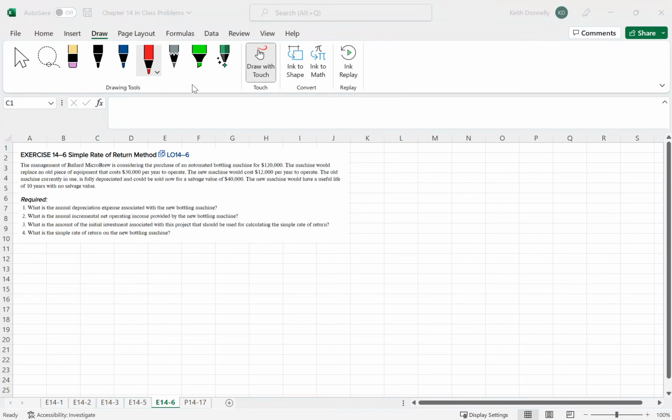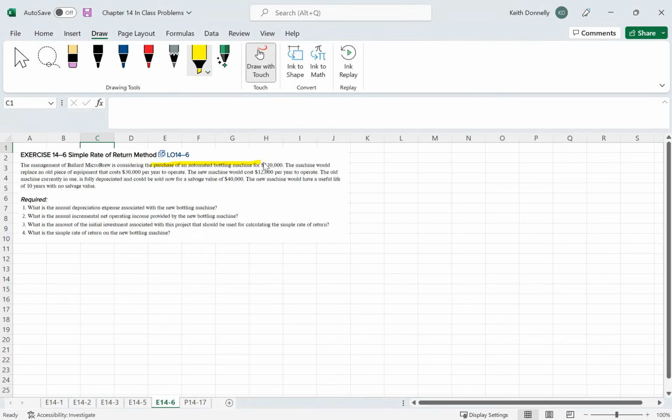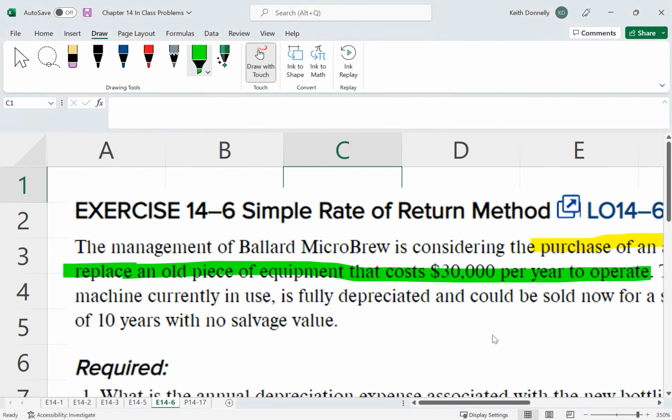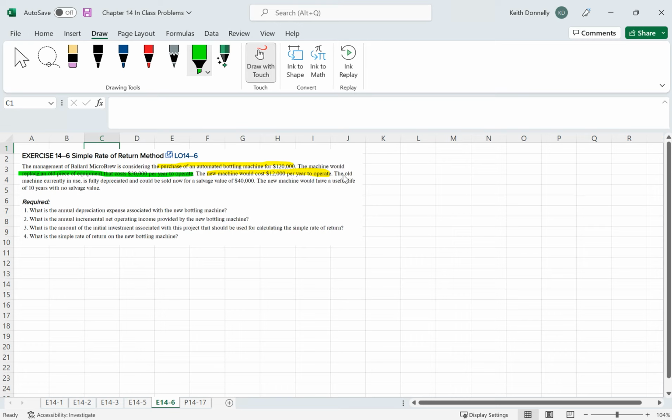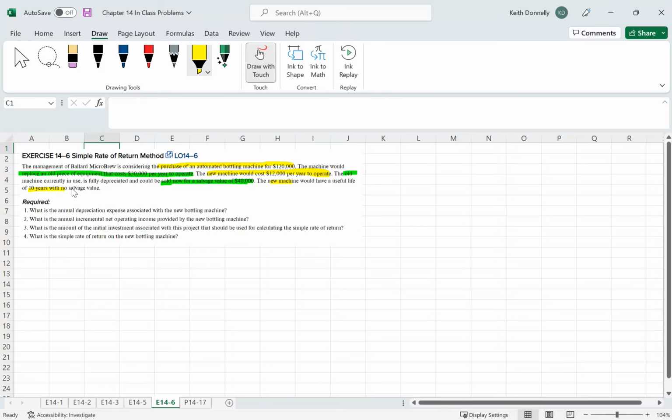All right, let's look at another problem. It says the management of a company is considering the purchase of an automated bottling machine for 120 grand. The machine would replace an old piece of equipment that costs $30,000 per year to operate. The new machine would cost $12,000 per year to operate. I'm just trying to keep the colors here, one for old, yellow for new. The old machine currently in use is fully depreciated and could be sold for a salvage value of $40,000. The new machine would have a useful life of 10 years with no salvage value.